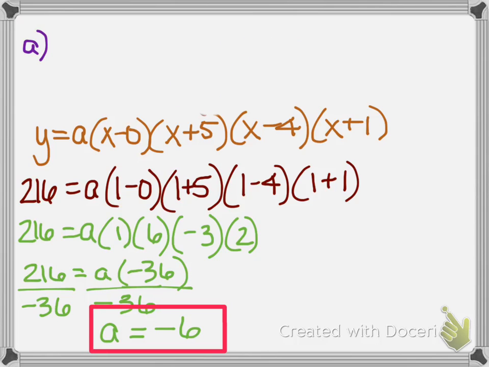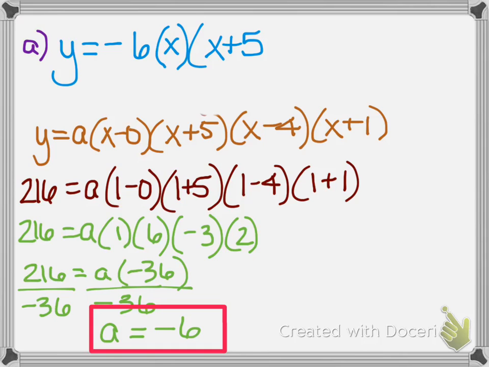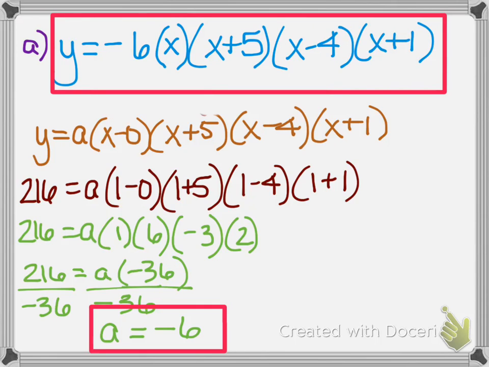So my final answer, what you would have to write to get full credit, is going to be y equals -6 times, I'm going to drop the x minus 0 because it's just x. So I'm just going to put x, and then x plus 5, x minus 4, and x plus 1. And this would be your final answer for section 1, letter A.